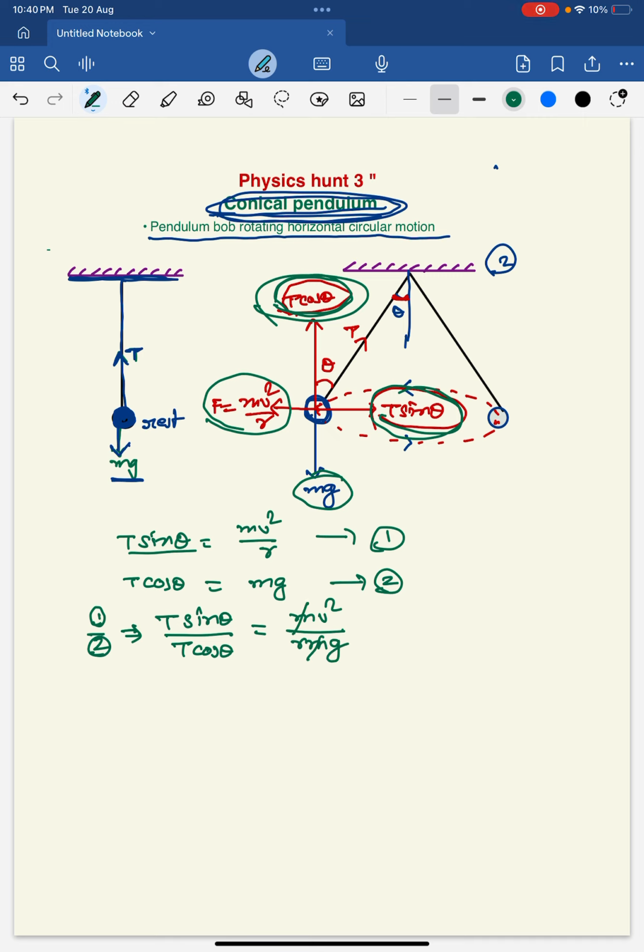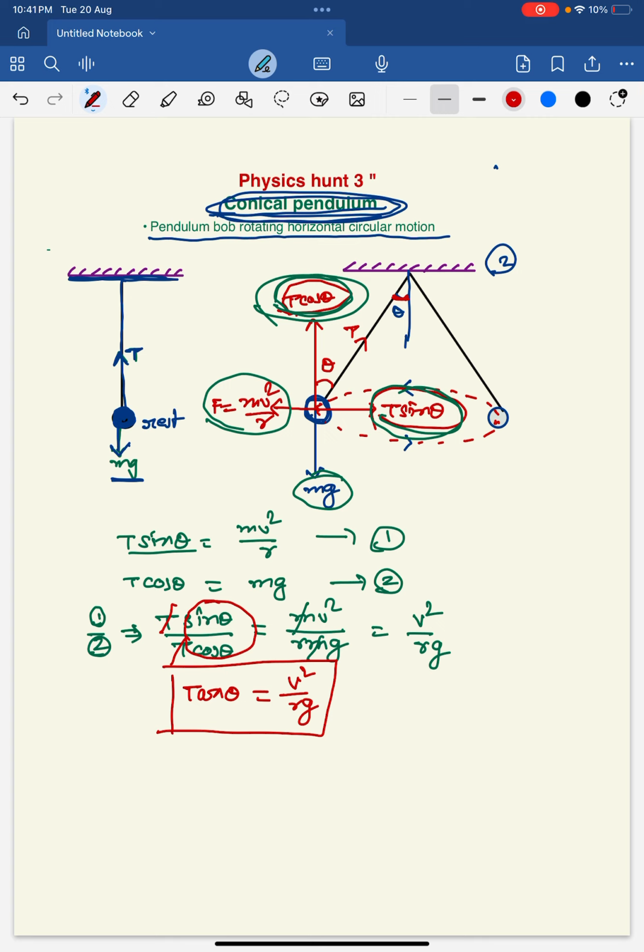In the numerator m and in the denominator m cancel, so the rest of the expression is v square by rg. On the left side also, T in the numerator and T in the denominator cancel, and the rest is sin theta by cos theta, which is nothing but tan theta. So tan theta is equal to v square by rg.